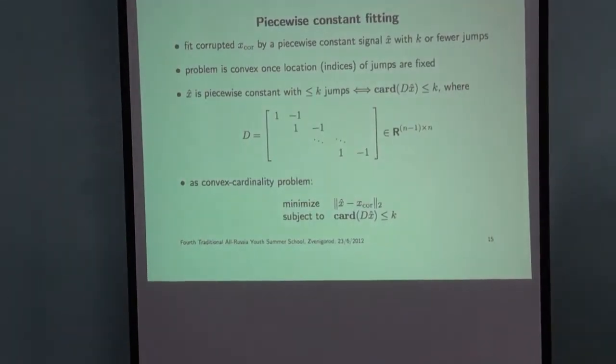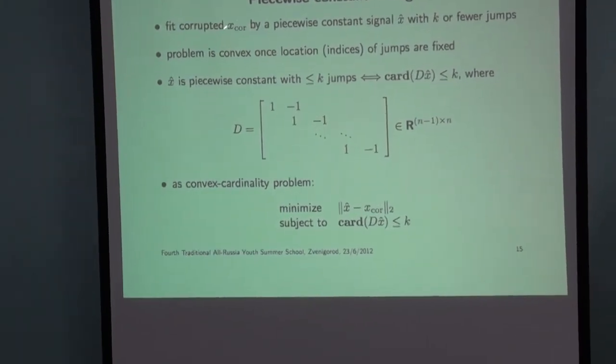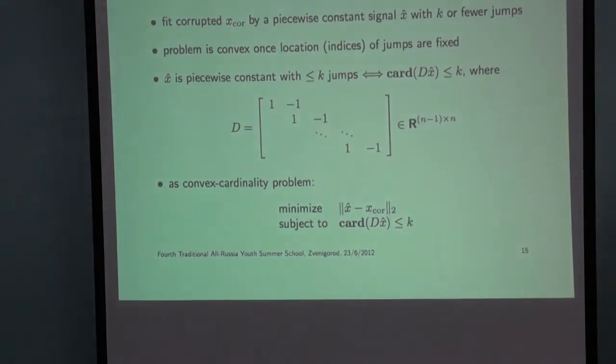Let's look at fitting. Let's suppose you have a corrupted signal, right? I have a corrupted signal. I want to fit it with, say, a piecewise constant signal with k or fewer jumps, right? Now, if I told you what the location of the jumps are, then it's a convex problem. In fact, it's completely trivial. It's the average on each of the pieces, so it's even more trivial.